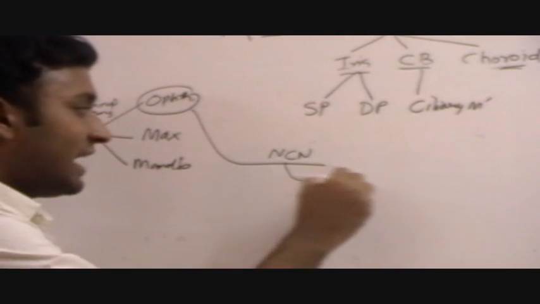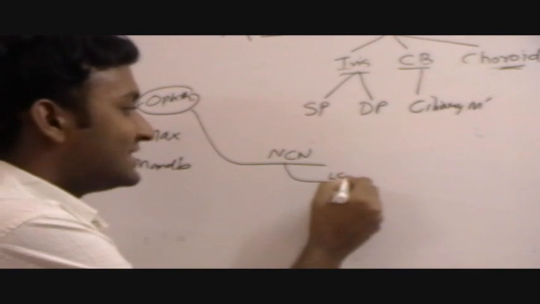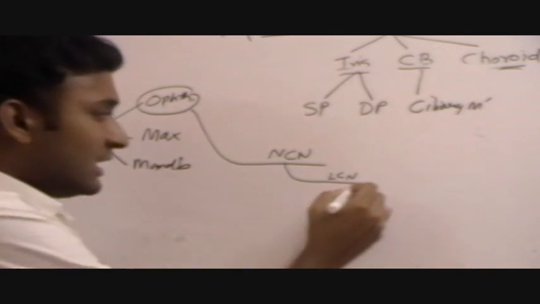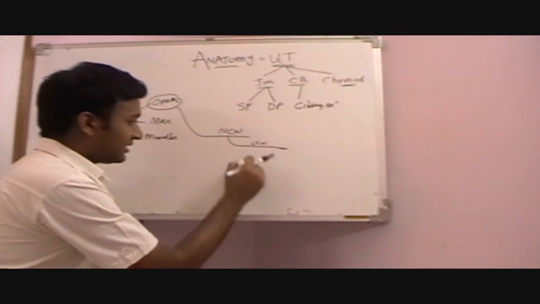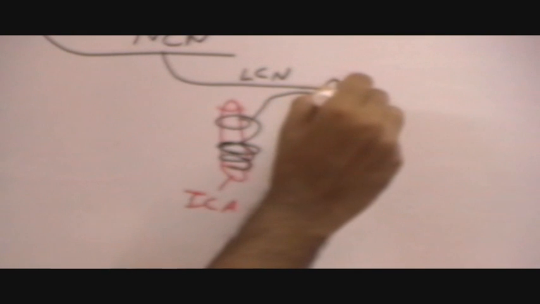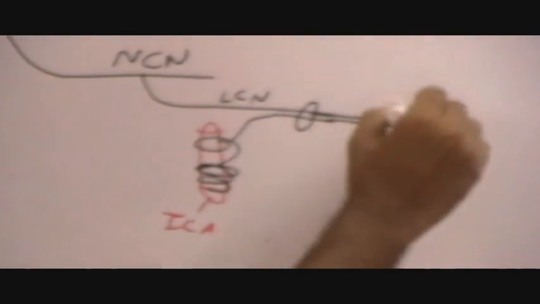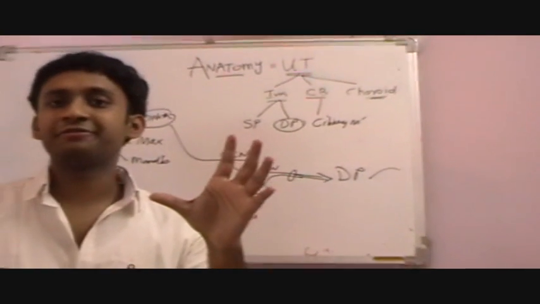The nasociliary nerve is going to give another branch, the long ciliary nerve. Something joins this long ciliary nerve: here is the internal carotid artery with the sympathetic plexus around it, and it is going to join this. So the sympathetic nerve supply goes to dilate the pupillary muscle. That's why there is sympathetic dilation of the pupils.